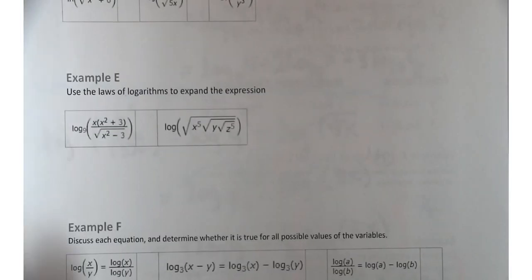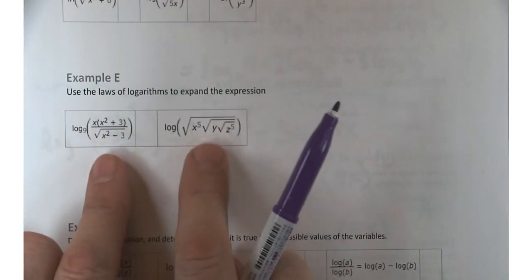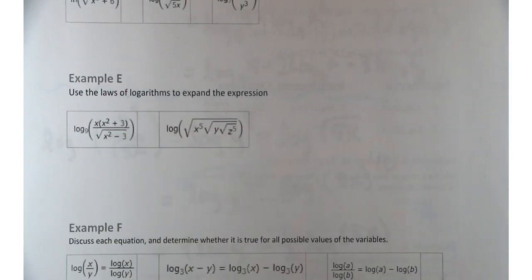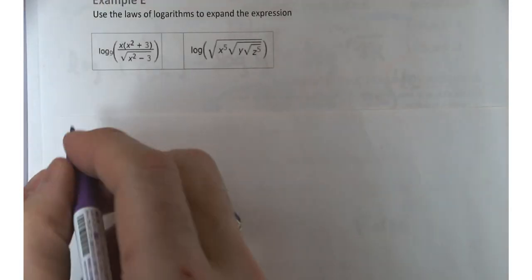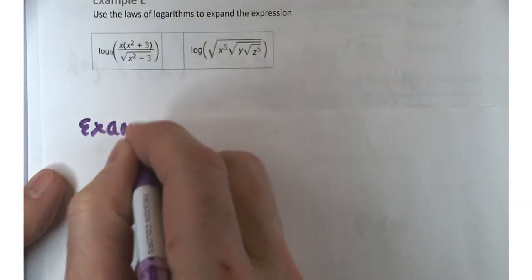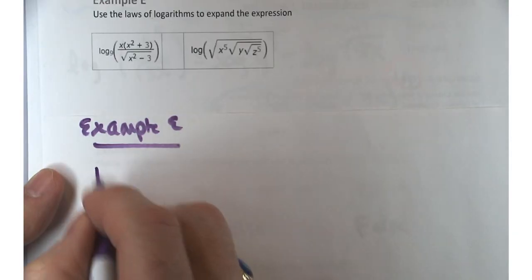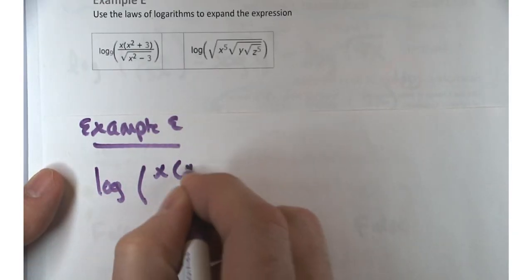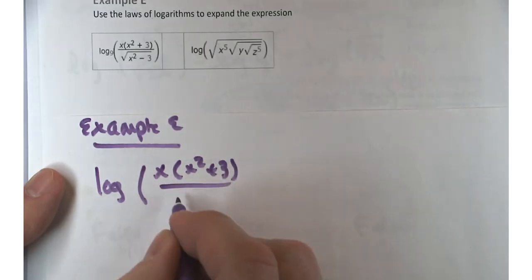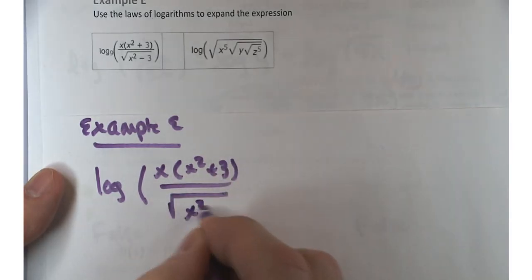I feel obligated to do these last two because especially one of those tends to show up on exams. It's not too bad as long as you take care with the exponents that you have to work with. So let's start with the one on the left, example E. Log of x times x squared plus 3 over square root of x squared minus 3. Any suggestions as to where to start? What rule can I use first?